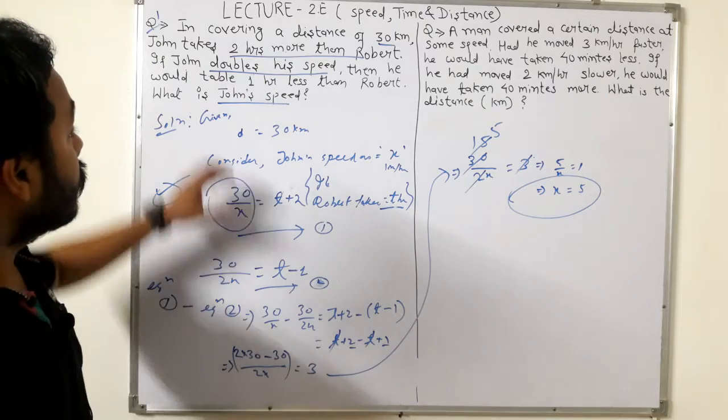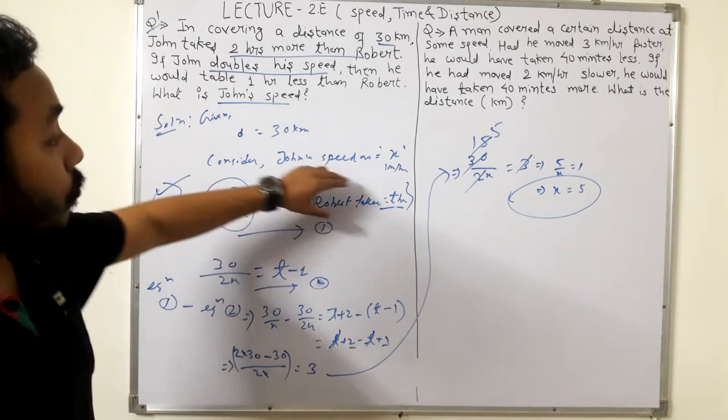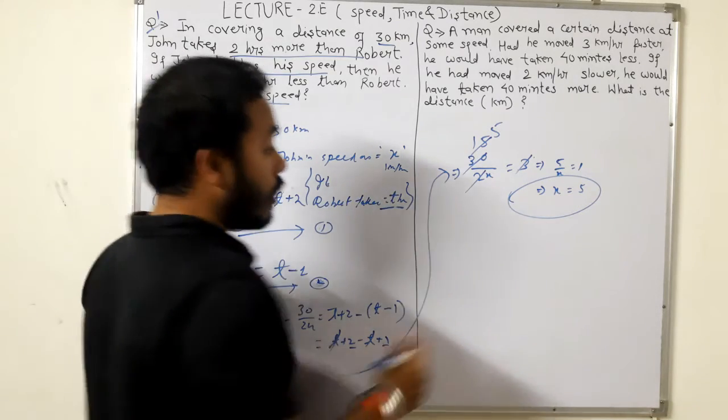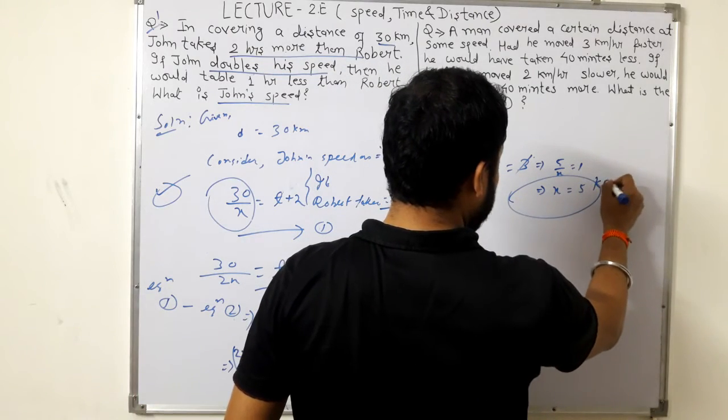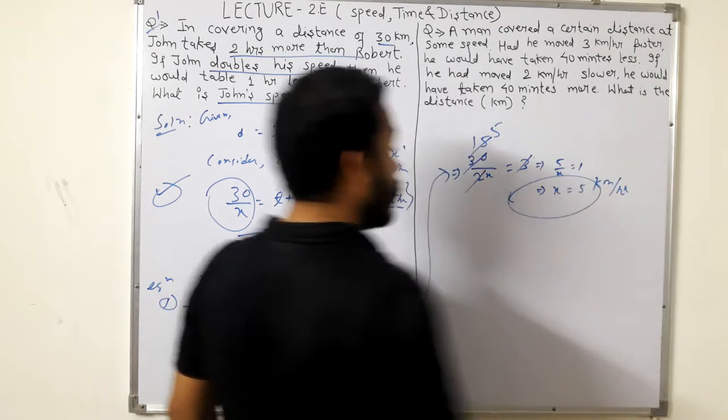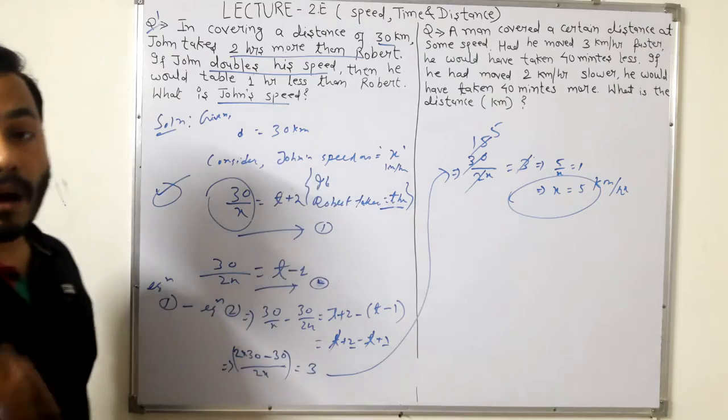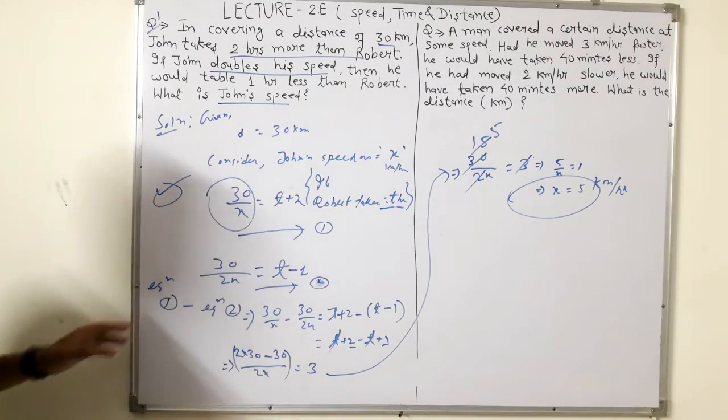The question is asking about John's speed, and we supposed John's speed is x kilometers per hour, and we have got x is equal to 5. So John's speed is 5 kilometers per hour. Thereby we have solved the problem.